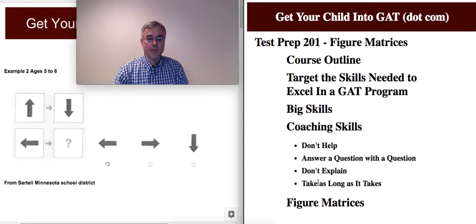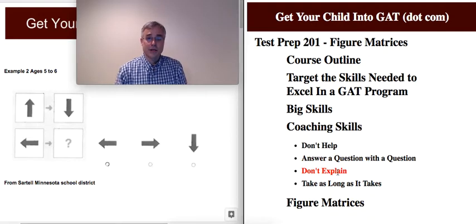So we know what the test is. We have this environment in mind. Let's talk about coaching skills. The number one skill of a parent is not to help. What are you trying to teach your child? You're trying to teach them how to think and how to develop learning skills on their own. Helping short circuits that process. So you're going to answer questions with one or more questions.